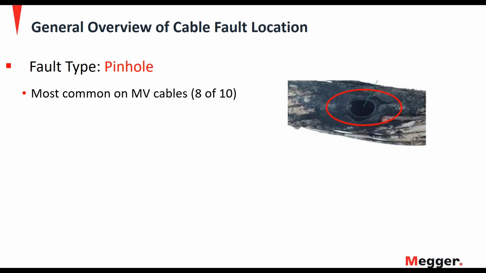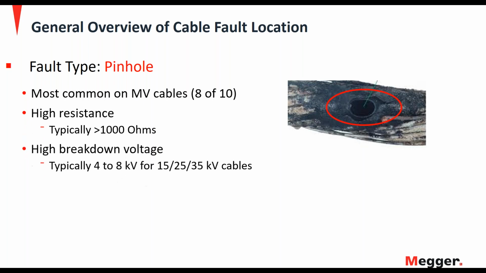especially older cables. Here you can see why we call it a pinhole. It's just a hole in the insulation itself, and that allows the voltage to flash over from the center conductor out to the shield or neutral concentric. Typically, this is a very high resistive fault, over 1,000 ohms. What that means is it typically takes quite a bit of voltage to break it over. 4 to 8 kV would be very common flashover voltage for 15 kV cable, and probably also would be a common flashover voltage for 25 and even 35 kV class cables if it has a nice carbon path.